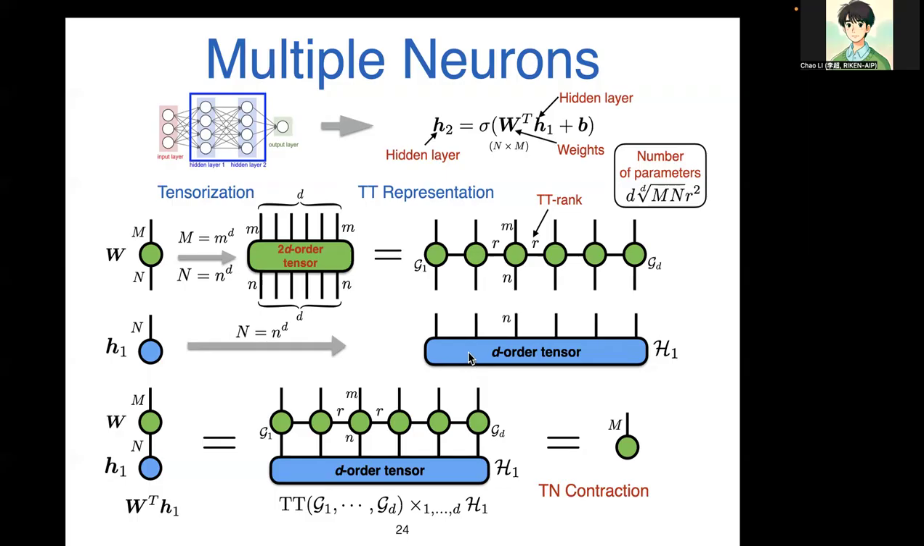In step 2, we represent the tensorized W as a tensor network, like tensor train. In step 3, the matrix-vector product W transpose H1 now becomes a tensor network contraction. This contraction outputs a tensor of order D, which we can then reshape back into the next layer's neural outputs. So, just as in the single neuron case, we achieve massive parameter saving and computational efficiency.